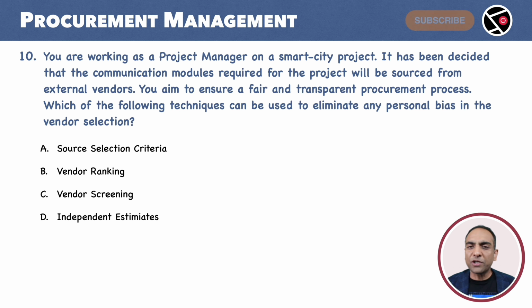You are working as a project manager on a smart city project. It has been decided that the communication modules required for the project will be sourced from external vendors. You aim to ensure a fair and transparent procurement process. Which of the following techniques can be used to eliminate any personal bias in the vendor selection? The goal is to ensure a fair and transparent procurement process. So, how can we eliminate any personal bias? This is important. Let's look at the options.